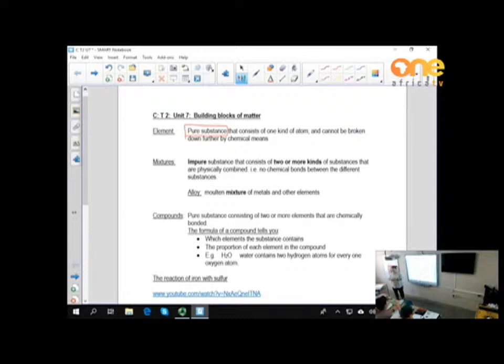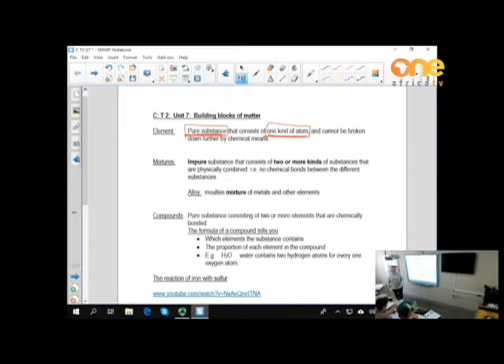They are made up of one type of particle. If it's water, we're referring to the particle as H2O. If it is oxygen, we're referring to the particle as O2. So elements are pure substances that consist of one kind of atom. Remember, the atoms that we have are found on the periodic table. You'll always be given a periodic table. You must just know how to use it. So one kind of atom, and it cannot be broken down further by chemical means.